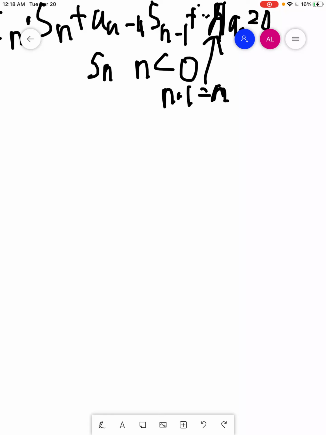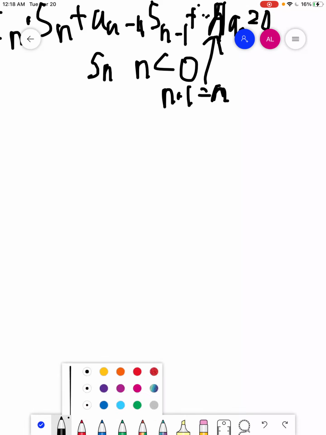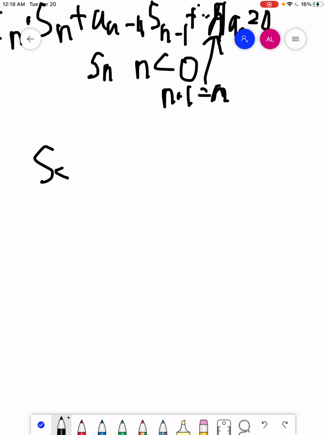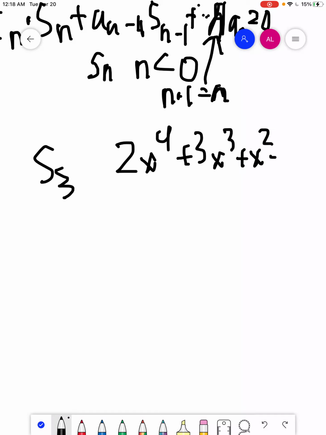Alright, let's prove this phenomenon. Let's do an example. Let's say I want to sum cubes of roots. I want to find s3 for the polynomial 2x to the 4th plus 3x to the 3rd plus x squared minus 4x minus 4.